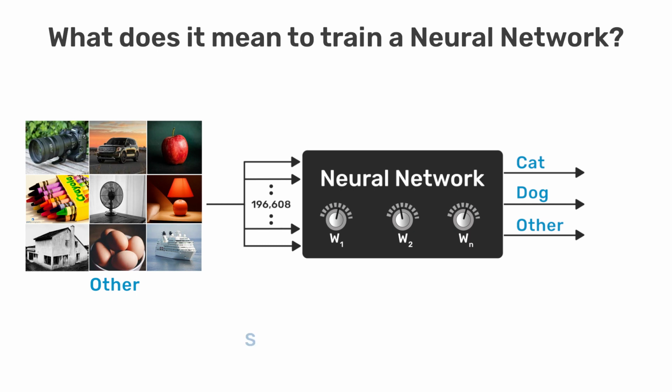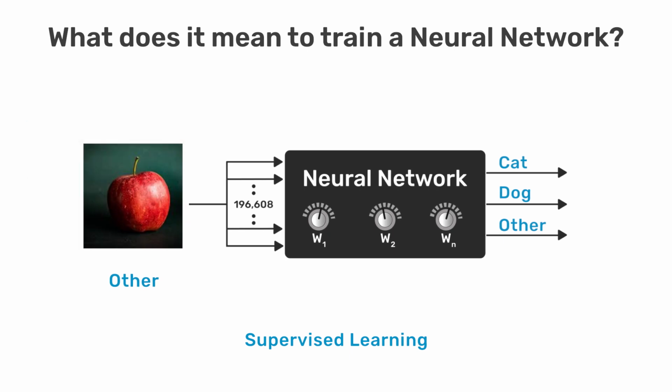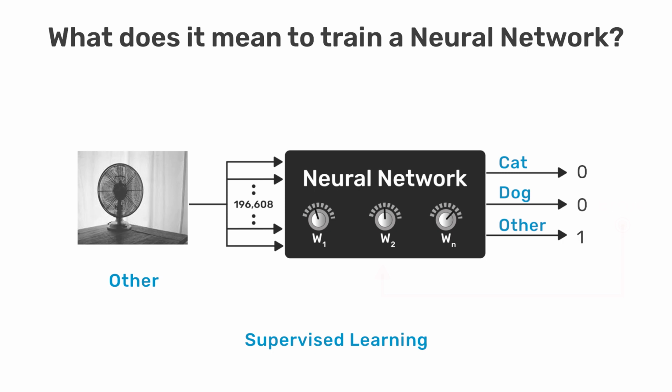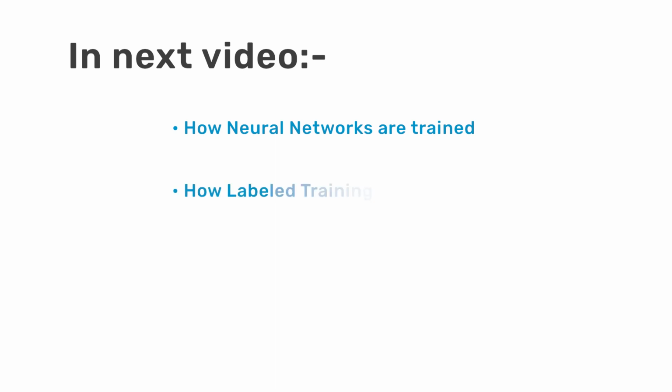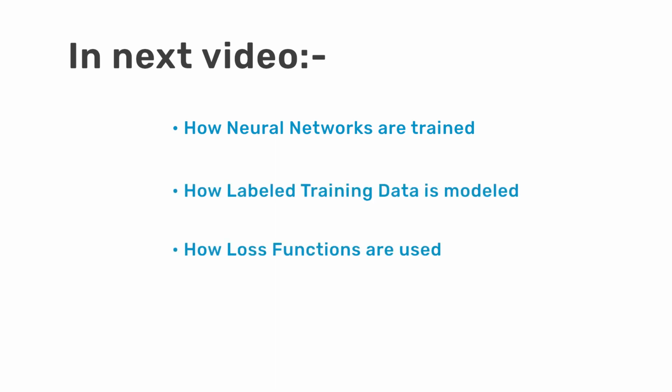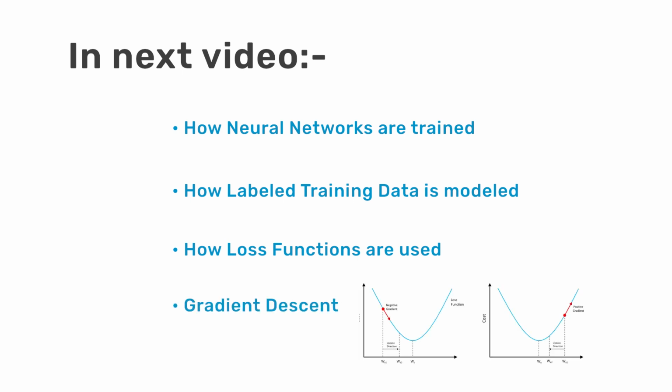This kind of training is called supervised learning because you're providing the neural network with an image of a class and explicitly telling it that it's an image from that class. If the network makes an incorrect prediction, we compute an error associated with the incorrect prediction, and that error is used to adjust the weights in the network so that the accuracy of subsequent predictions are improved. In the next video, we'll cover all these details, but conceptually this is the basic idea. We'll delve a little deeper into how neural networks are trained, which includes how labeled training data is modeled, how loss functions are used, and the technique used to update neural network weights called gradient descent.